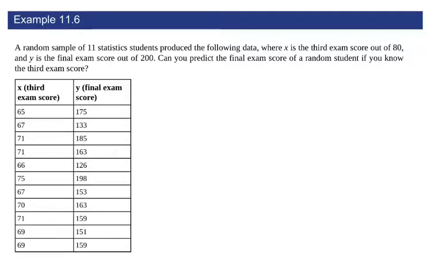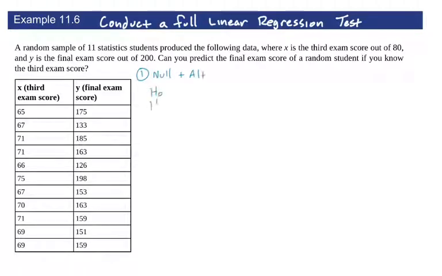So let's look at the example of, again, that exam scores comparing the third exam, which is out of 80, to the final exam, which is out of 200 from these 11 students. And let's do our 4-step hypothesis test. So we're going to go ahead and conduct a full linear regression test here. And so the first step, let's do the null and the alternative.